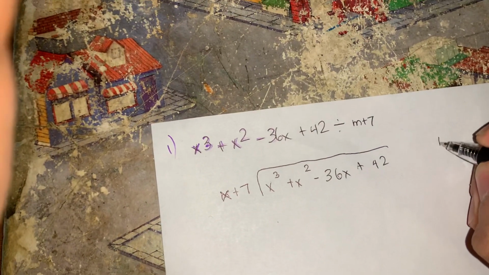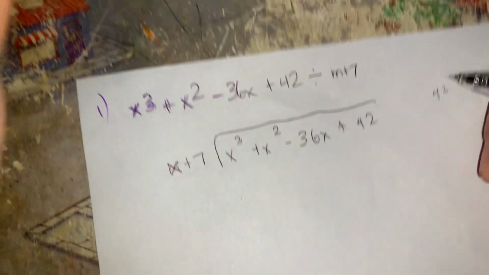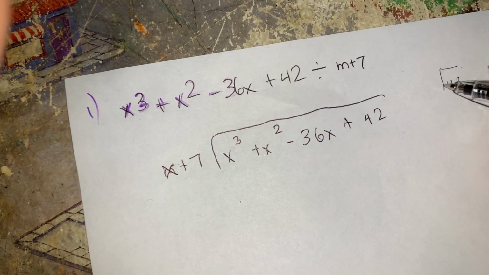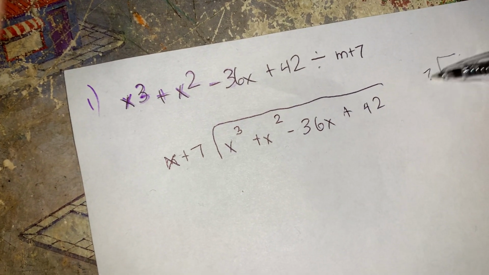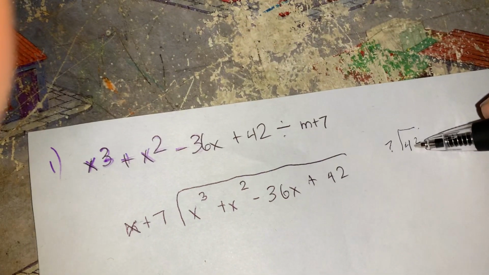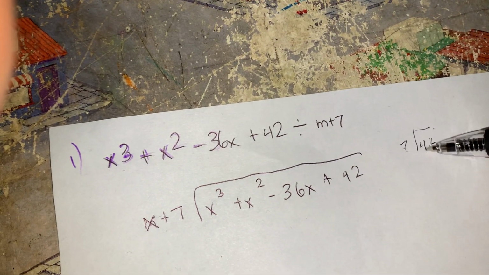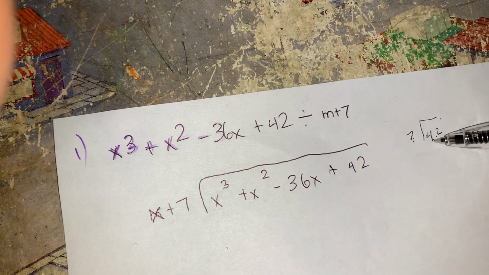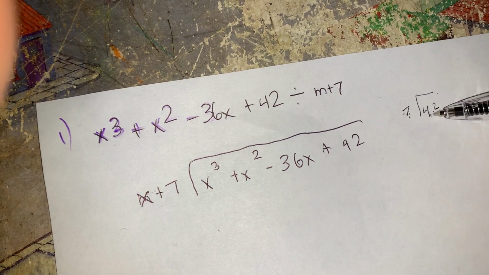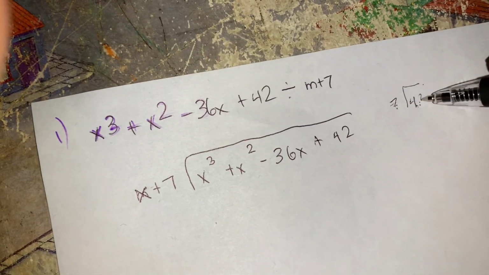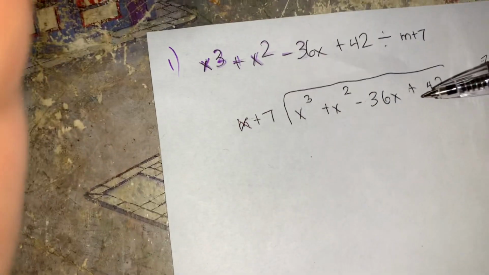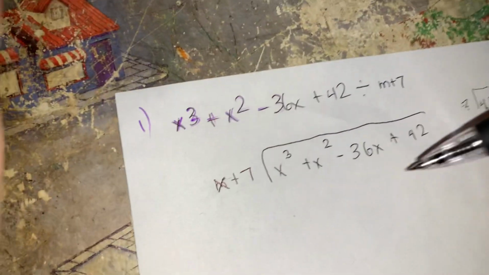Just like if you were dividing 42 by 7. You can't put 7 into 4 because 7 is greater than 4, so there is no number that makes 7 go into 4. So you're going to have to make 7 go into 42. It's the same step with these polynomials. It just looks more complicated.